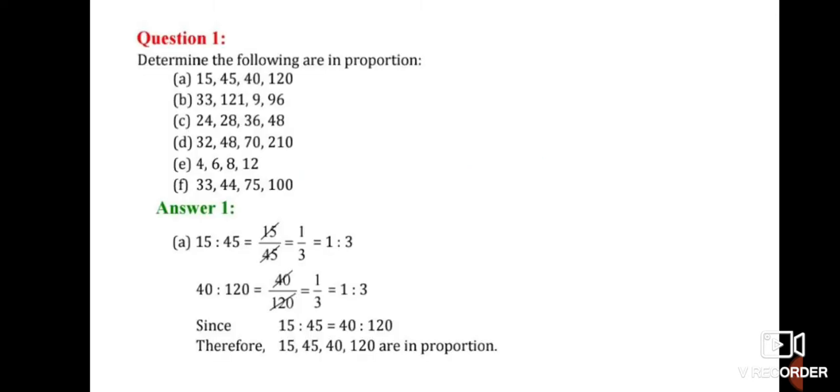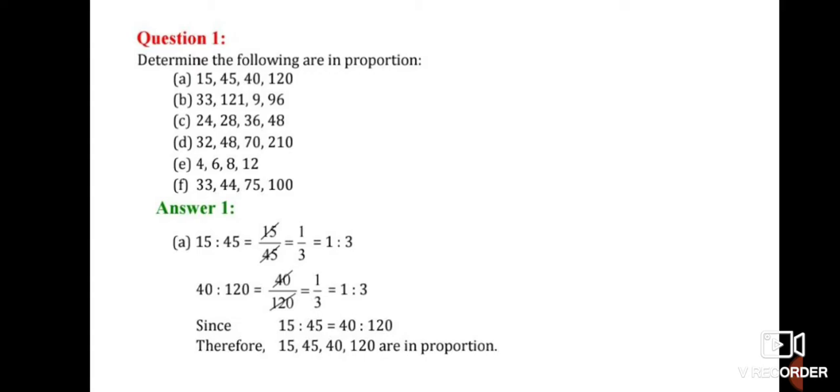Good morning, students. Today we shall start exercise 12.2. So, question number 1 is: determine if the following are in proportion. We already learned about ratio in the previous exercise. To find the ratio of two numbers, we write them as a fraction and then simplify.